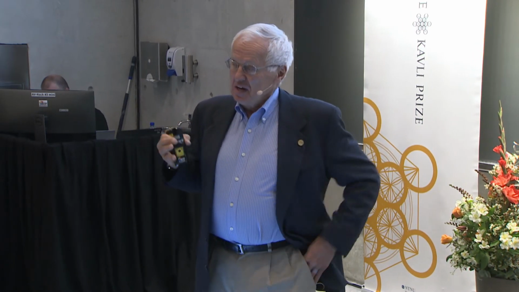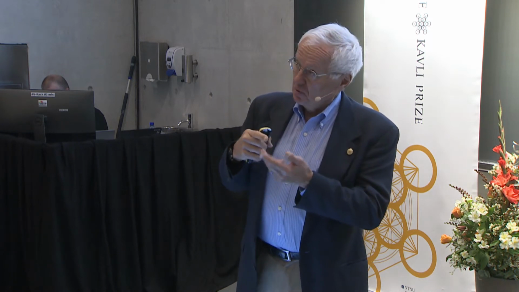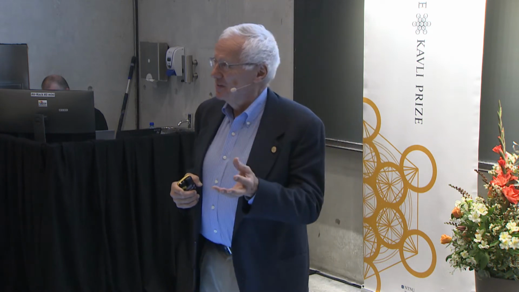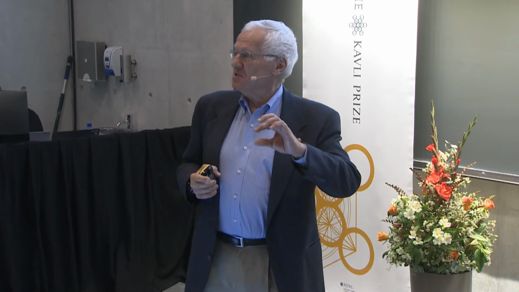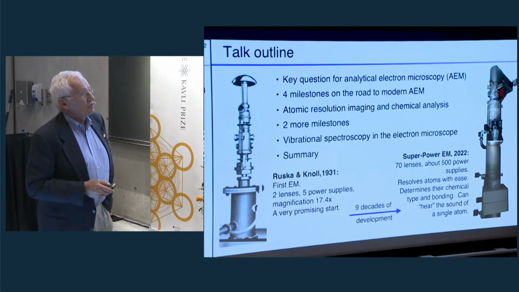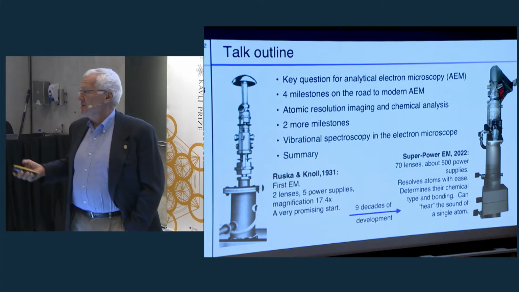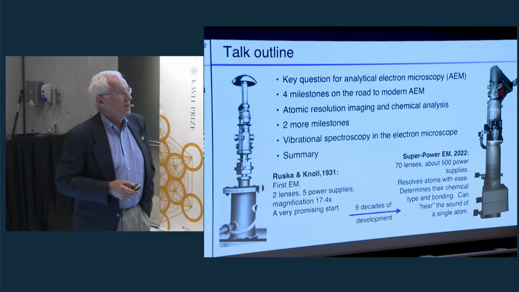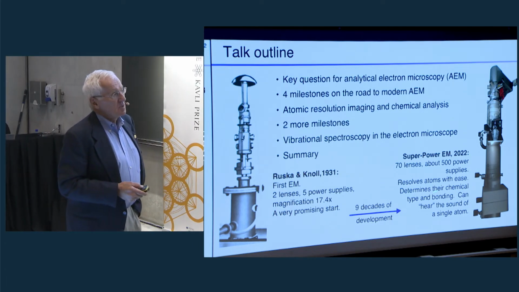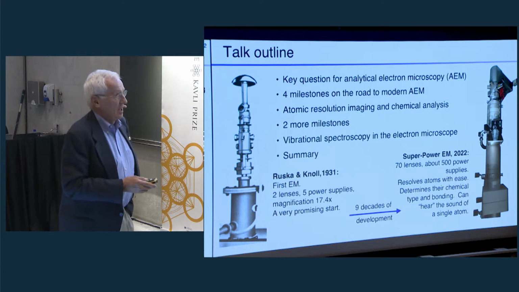So each stage in the correctors tends to have an octupole, a sextupole, a quadrupole, and a dipole. And they're all rotatable, so that takes 8 power supplies just from one stage in a corrector. There is an awful lot of power supplies, but it's all computer controlled, and the user doesn't see it. The computer takes care of the alignments. It resolves atoms with ease. It determines their chemical type and bonding, and it can even hear the sound of a single atom.